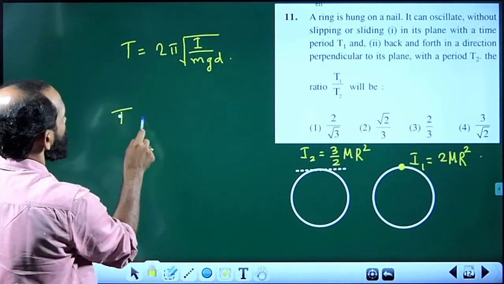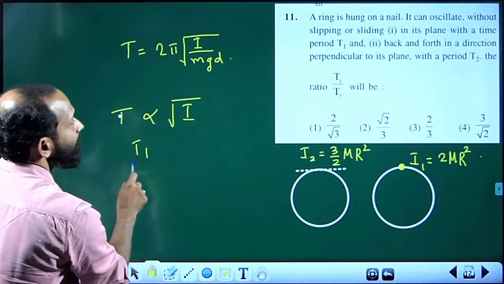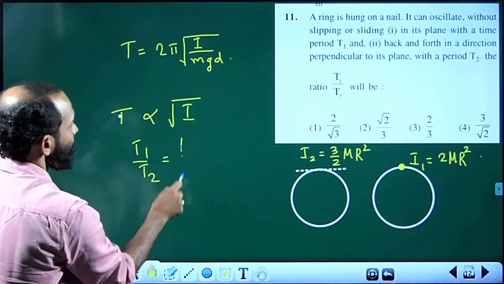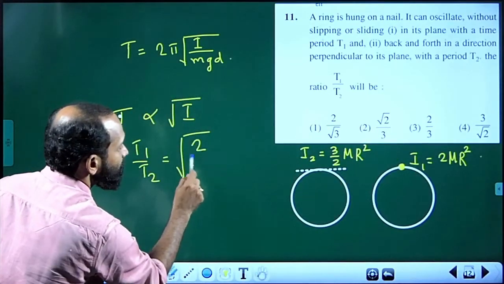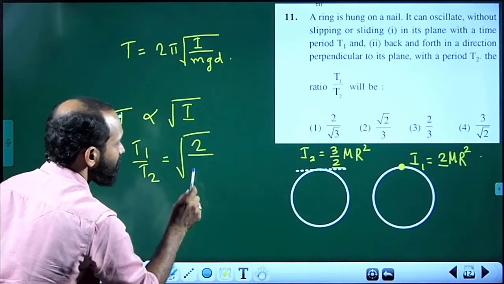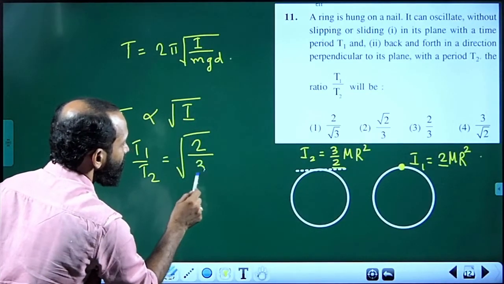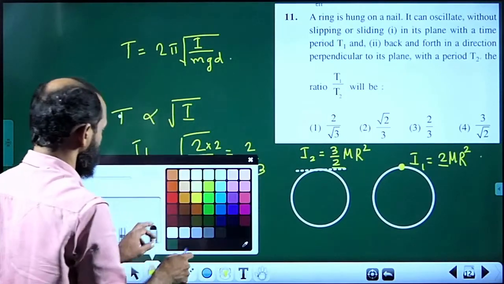Here the time period is proportional to the square root of the moment of inertia, so T1 by T2 equals square root of I1 by I2. See, I1 by I2, I am only using these numerical parts, that is 2 divided by 3 by 2, that is 2 divided by root 3. So the correct answer is the first option.